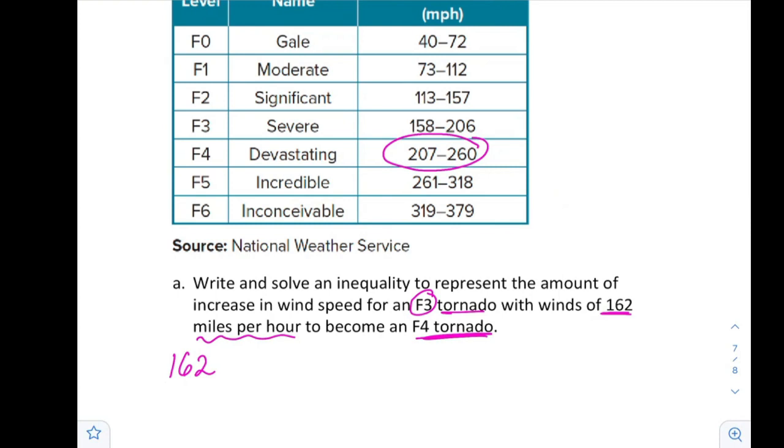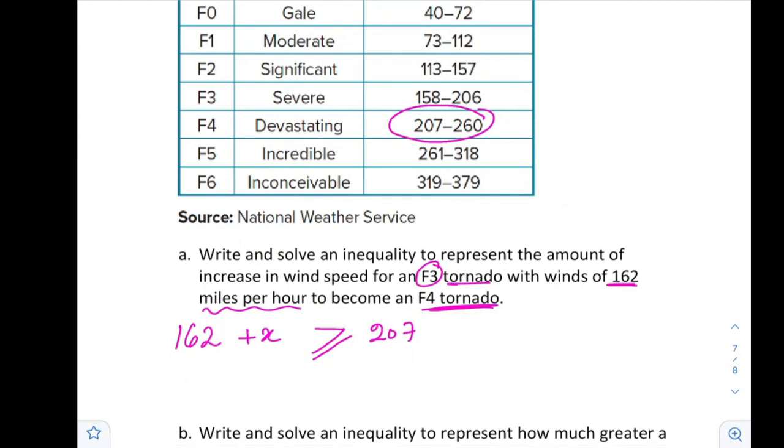207 is F4 tornado. So what shall we do now? 162 is added to a certain amount to be at least 207, because F4 starts with 207. So to start this new level, it should reach at least 207. And we will solve this inequality. We'll take the 162 here, so 207 minus 162, and it will be 45.